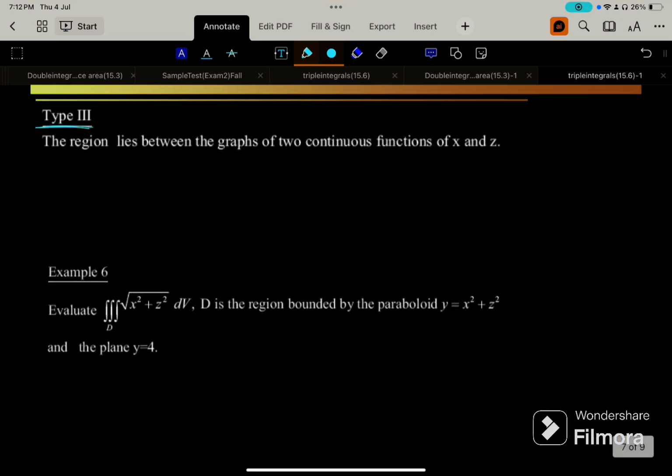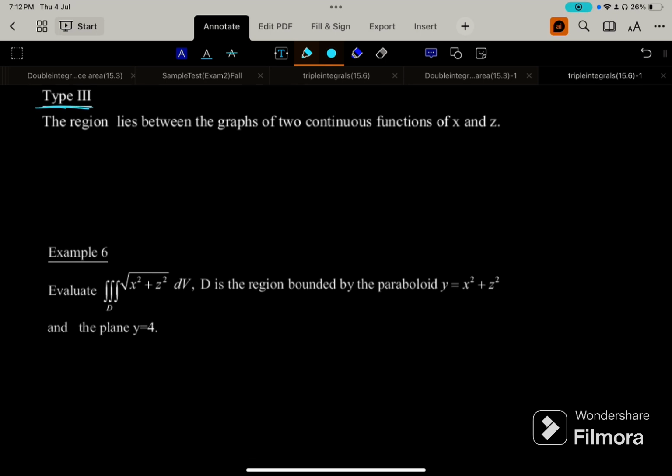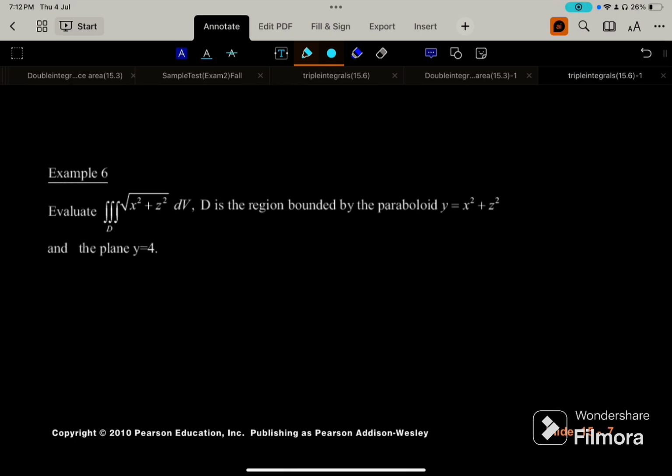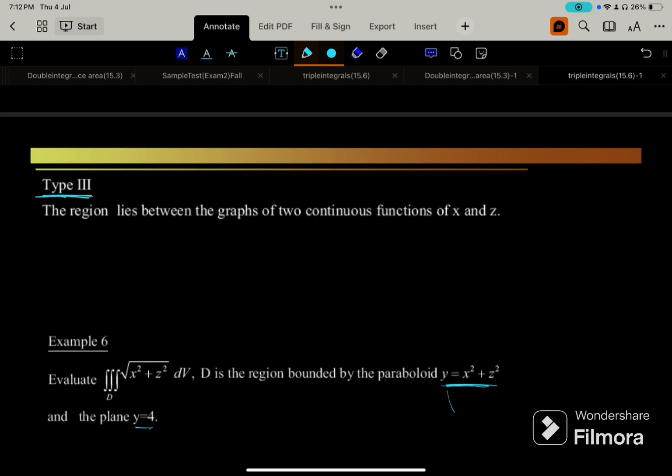Now we have type 3 region, which is the region that lies between the graphs of two continuous functions, x and z. And so we need to evaluate the region bounded by the paraboloid y equals x squared plus z squared and the plane y equals 4. Now here this is type 3. Why is it called type 3? Because it's in the direction of y.